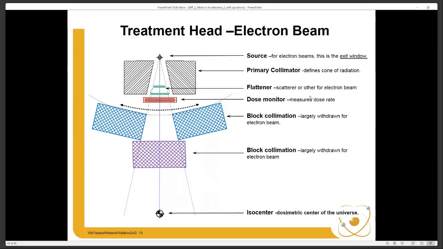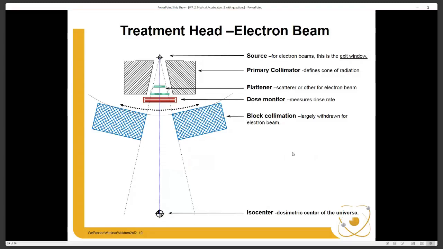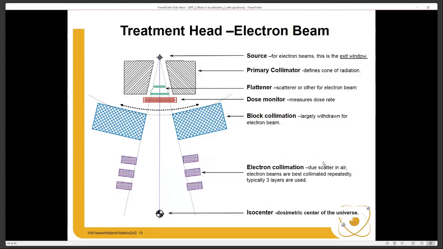We still have the transmission ion chamber. The block collimation might still be present, but it is largely withdrawn for electron beams, and I'm going to remove the one that would move in and out of the picture at this point so that we can show that electrons scatter in air. They scatter a lot in air.